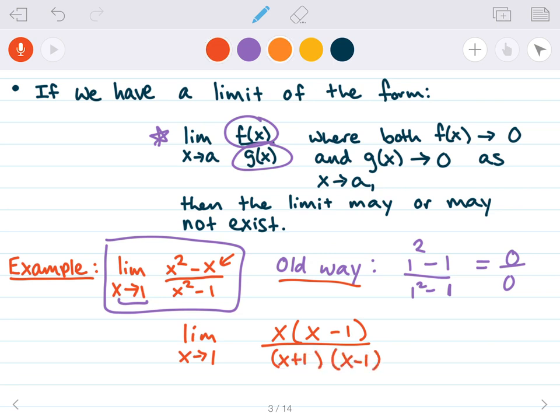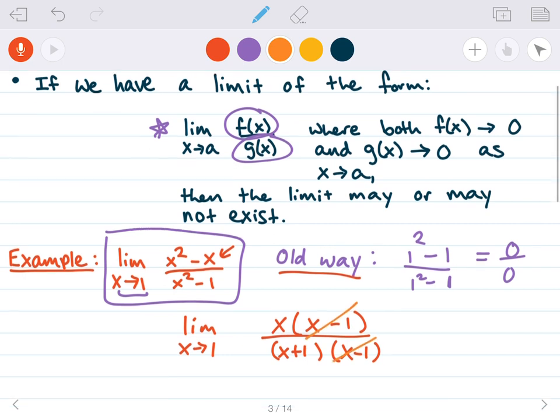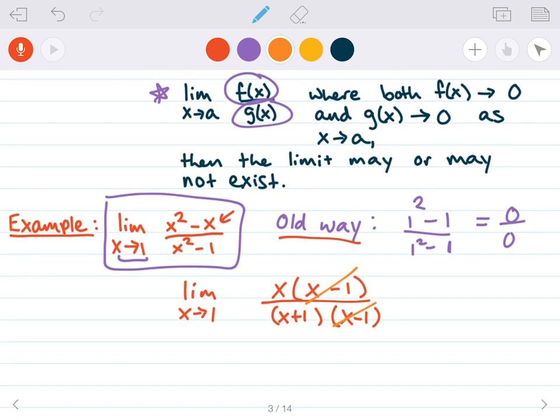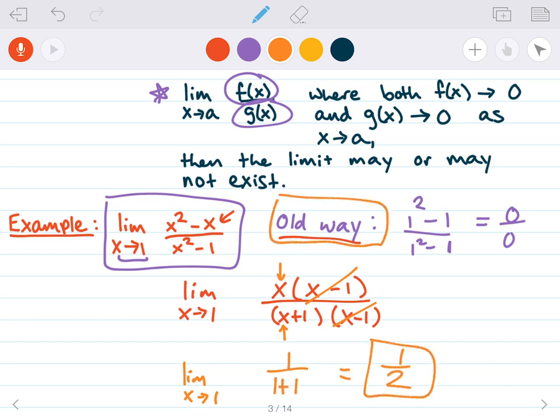And now we have a nice, we can divide out those x minus 1 factors. And from here, we can just plug in 1 for x. So we get the limit as x goes to 1 is 1 over 1 plus 1, which is just 1 over 2. So that was the old way that we did this.